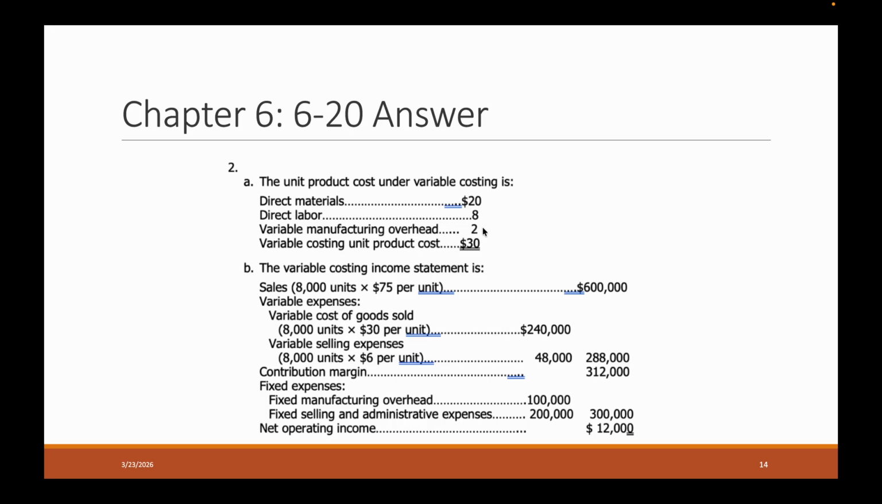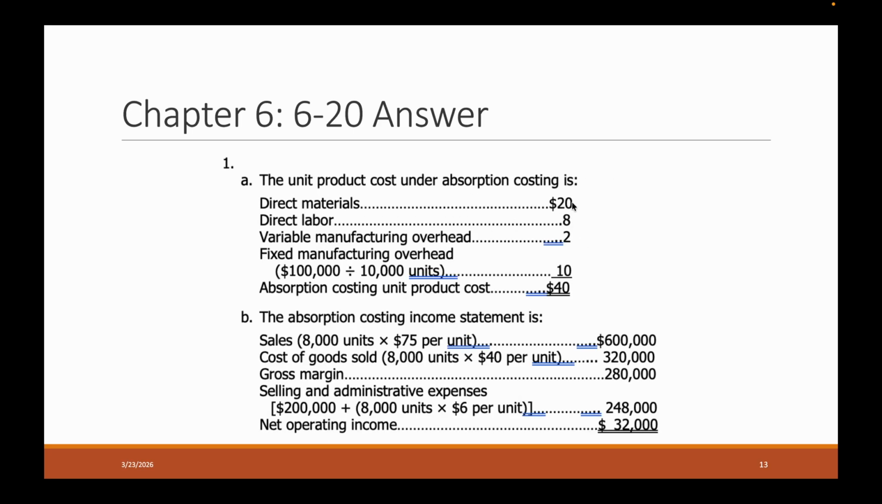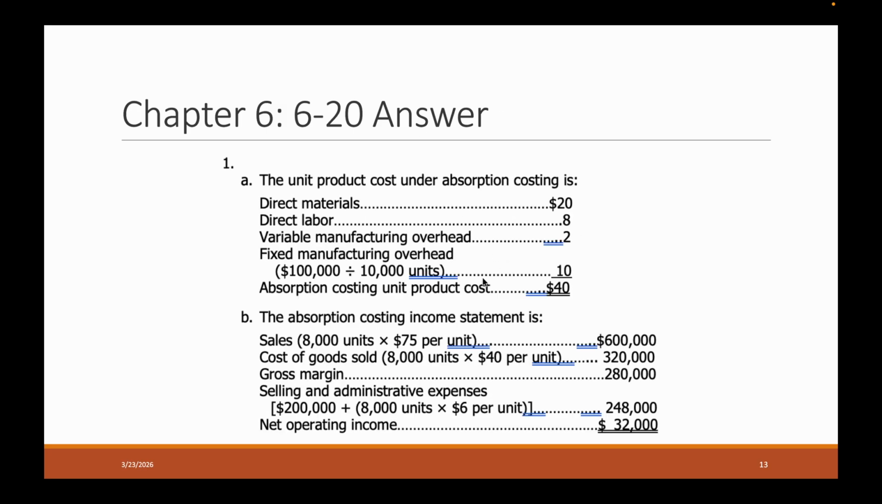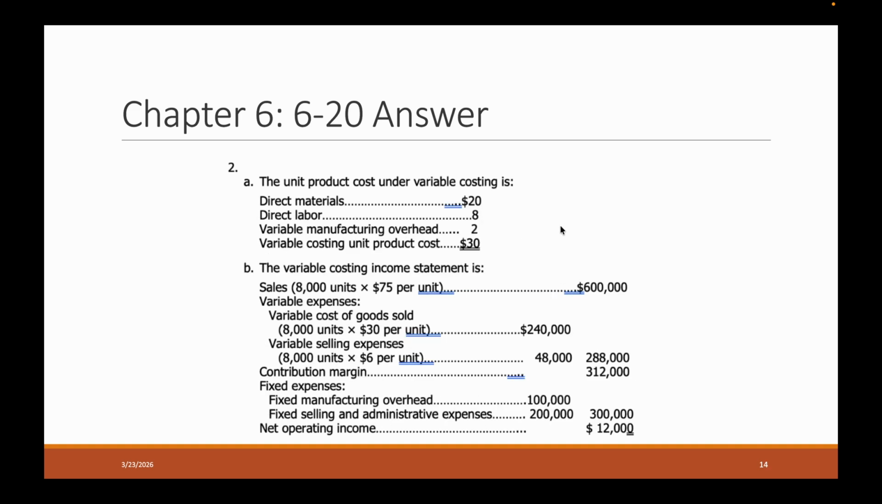So it's important to know the difference between absorption costing and variable costing is how much of that fixed manufacturing overhead is being expensed that month and to which account. Using that $30 variable costing unit product cost, we can calculate the net operating income for the month of May. We have sales: 8,000 units sold times the $75 selling price gives us $600,000 in sales.